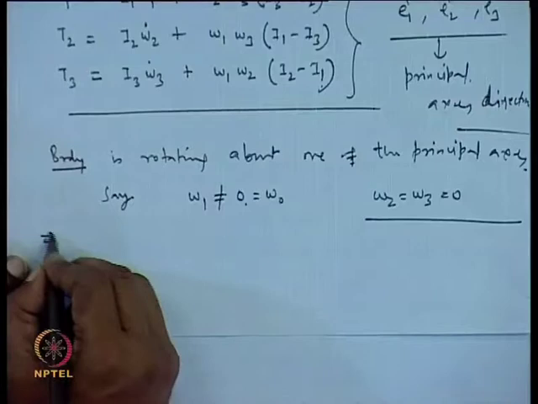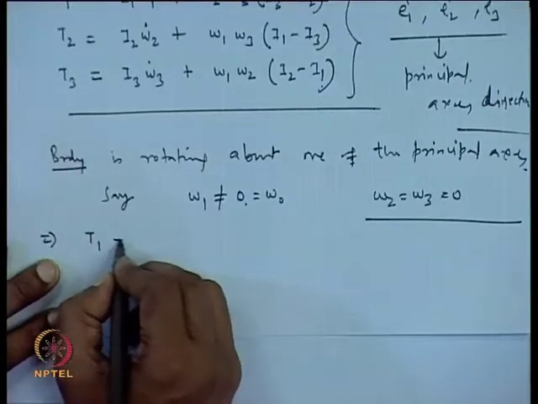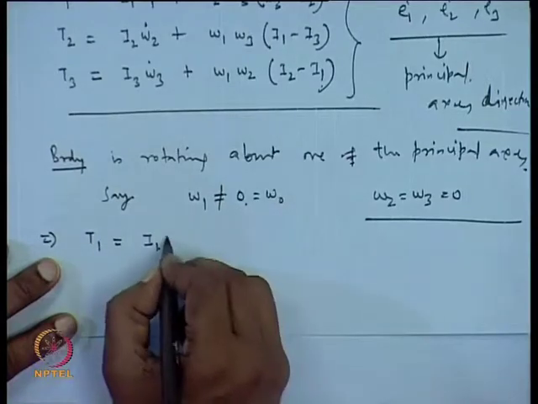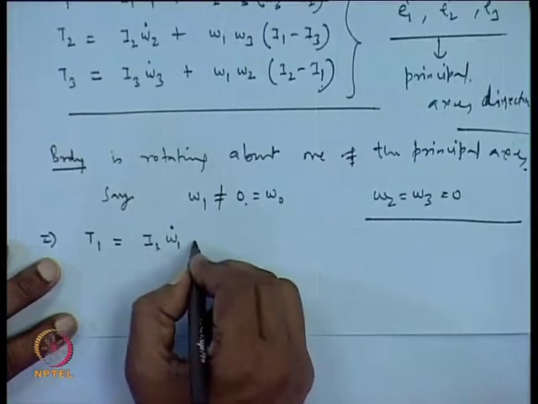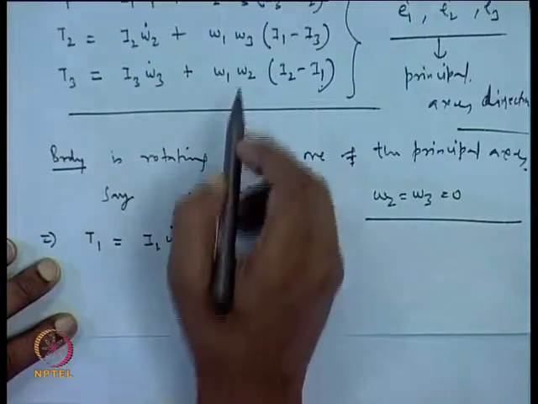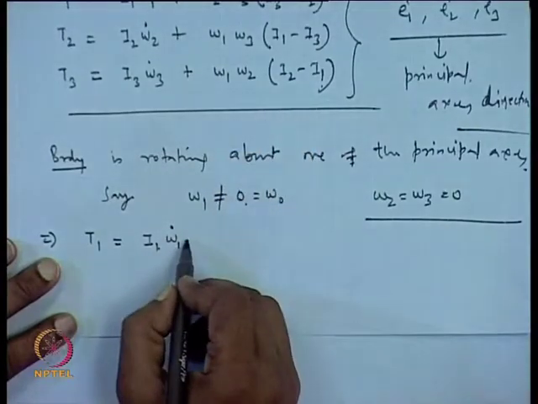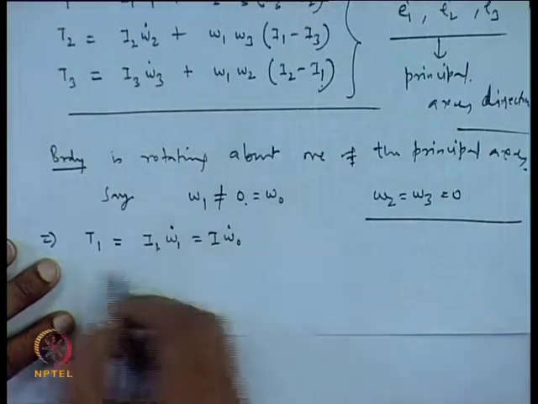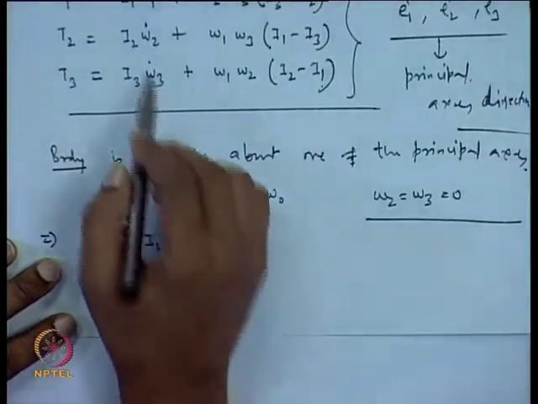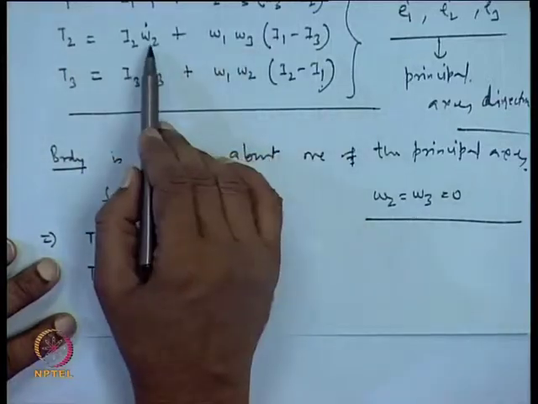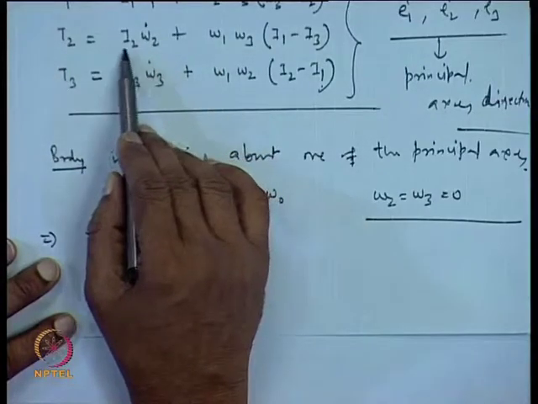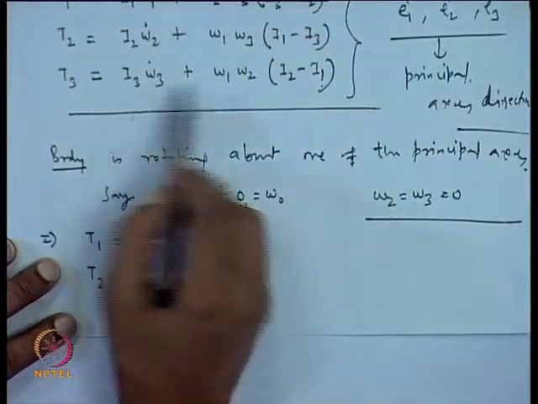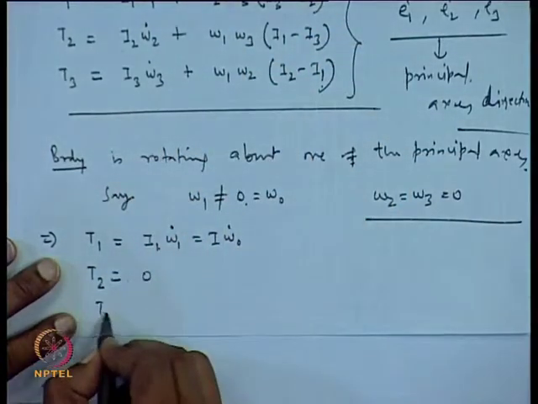Okay, so, the above equation then will get reduced to T 1 equal to I 1 times omega 1 dot, and omega 2 and omega 3 are 0. So, therefore, those quantities vanish. Similarly, T 2 equal to, now omega 2 itself is 0, is not present. So, this term also vanishes, omega 3 is 0. So, this will vanish, and all similarly other terms will become 0.